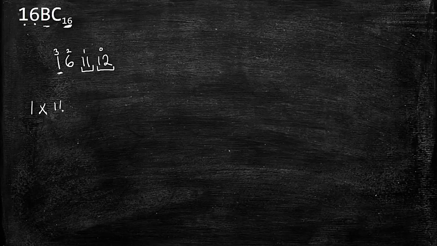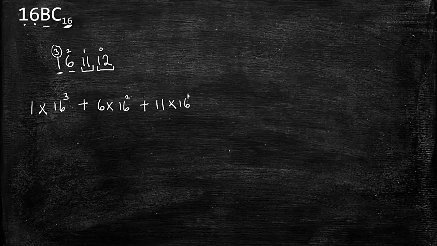So 1 times 16 raised to the power 3. Then we go to the next number: 6 times 16 raised to the power 2, plus 11 times 16 raised to the power 1, plus 12 times 16 raised to the power 0. So this is very simple. Now we go to the next step. It's 1 times 16 raised to the power 3, which is just like saying 16 times 16 times 16.